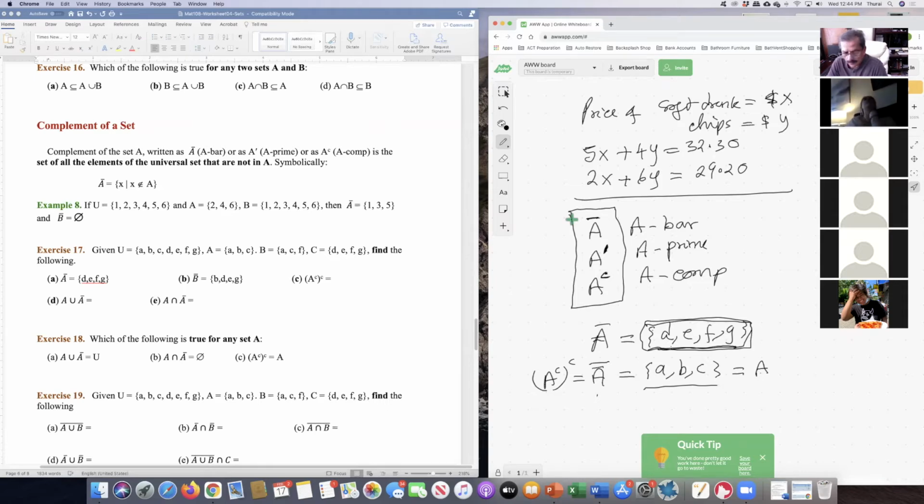Okay, so looking at the set A, going back to the worksheet, A has A, B, C. So A bar or A complement would be everything that is not in A, but in the universal set. Everything in the universal set that is not in A would be D, E, F, G. Agree with that? Yes, okay. That's why A complement, going to the board, A complement is equal to D, E, F, G, right there.